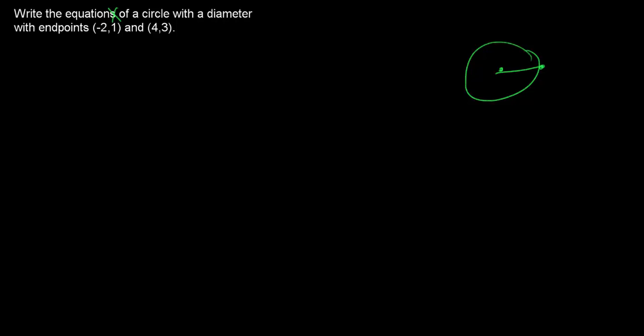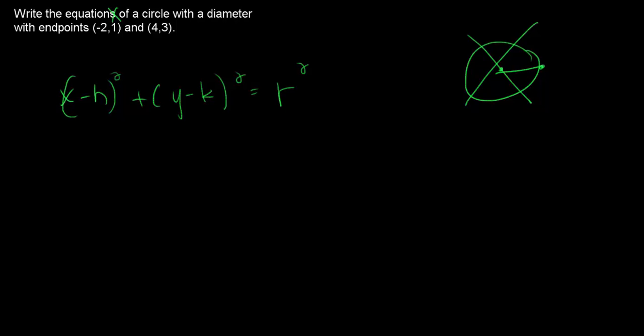Because if you'll remember, the equation of a circle is of the form (x - h)² + (y - k)² = r². And the only thing we had to do, we just plugged that center in right here, and then we found the distance right here for the radius. Okay, but this isn't what we're given this time. We're given two endpoints.